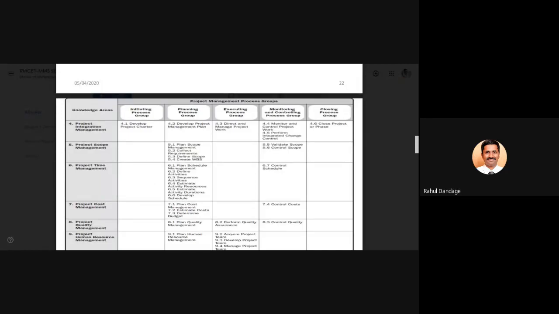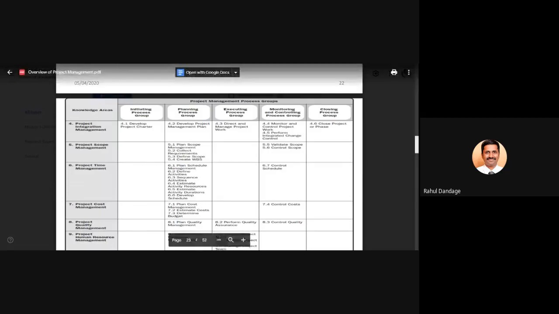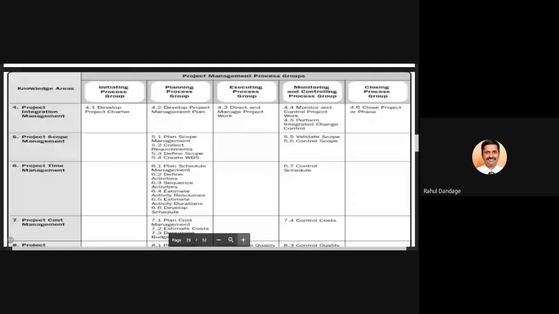Okay. So now you can see project scope management. It starts with the planning process group. So 5.1, there is nothing in the initiating process group, but it starts with the second, planning process group. So you can see plan scope management, collect requirements, define scope, create work breakdown structure. These are the variety of activities involved in project scope management, and they are related to the planning process group. Similarly, validate scope, control scope. They are in the monitoring and control process group.